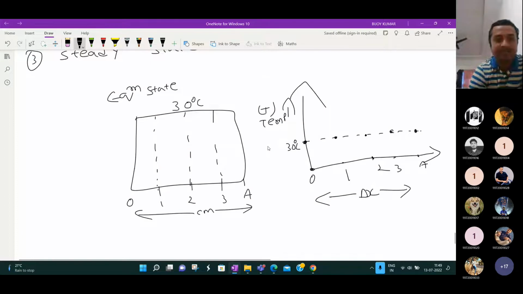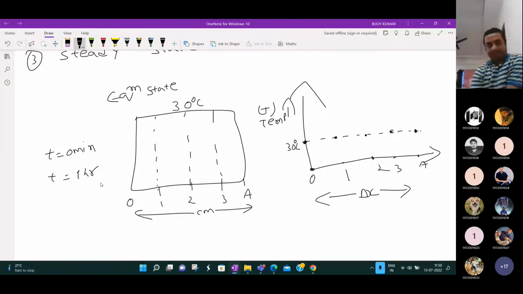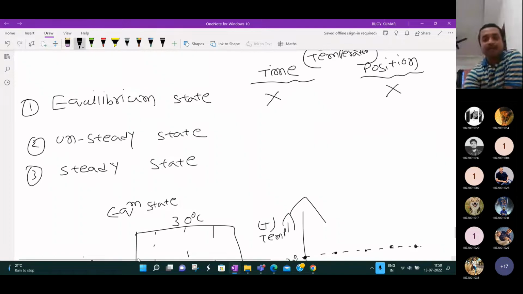Suppose at time t it is at 30 degrees centigrade. Now at time t equal to 0 minute, what is its temperature? Same 30 degrees centigrade. At time equal to 1 hour, what is its temperature? Same 30 degrees centigrade, because we are neither increasing nor decreasing the temperature. We are not giving any heat and we are not extracting any heat. The temperature, with respect to position and with respect to time, is always constant. That is called equilibrium condition. Any doubt till now?